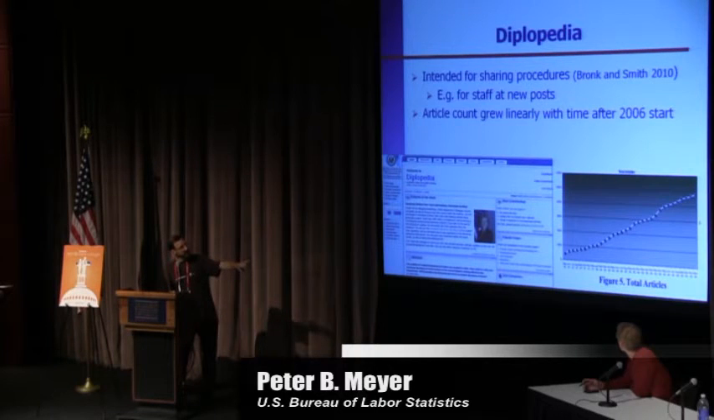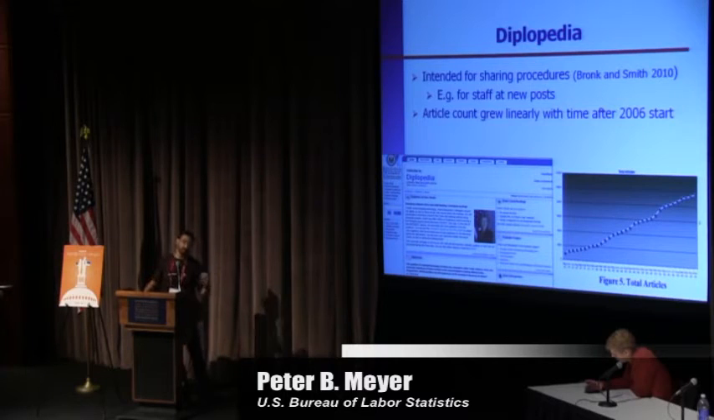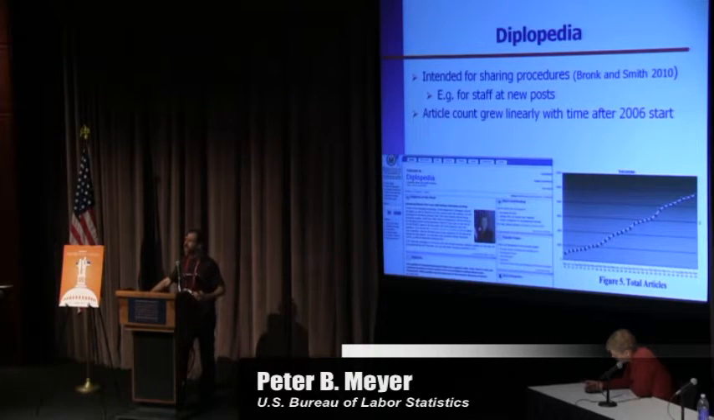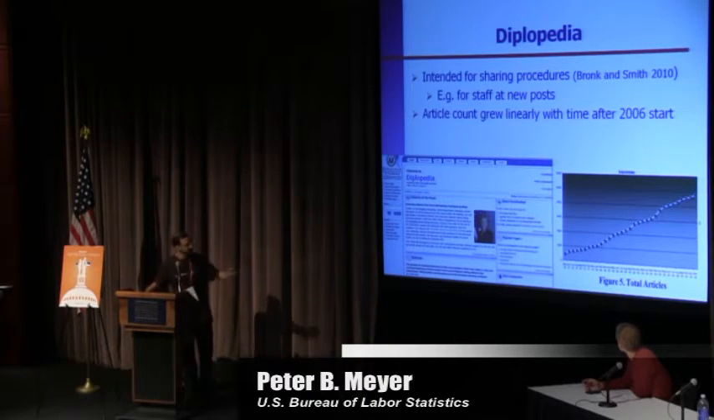From past research by the Diplopedia founders, they showed that the number of articles grows linearly with time. And that seems to be true in many of these systems, at least the successful ones. A lot of wikis go dead. The ones that are lively grow linearly, and I think that has a lot to do with the fact that not very many people are adding articles, but they are fanatics, and they keep going and add some over time at some steady rate.